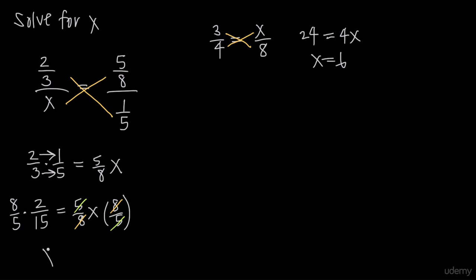So if we just reverse the order here, instead of this equal to x, we're going to flip it around the other way and say x is equal to, and here we just have fraction multiplication again, so we multiply our numerators and we multiply our denominators. 8 times 2 gives us 16. 5 times 15 gives us 75. So x equals 16 over 75 is our final answer. 16 over 75 is the value of x that makes this proportion true.